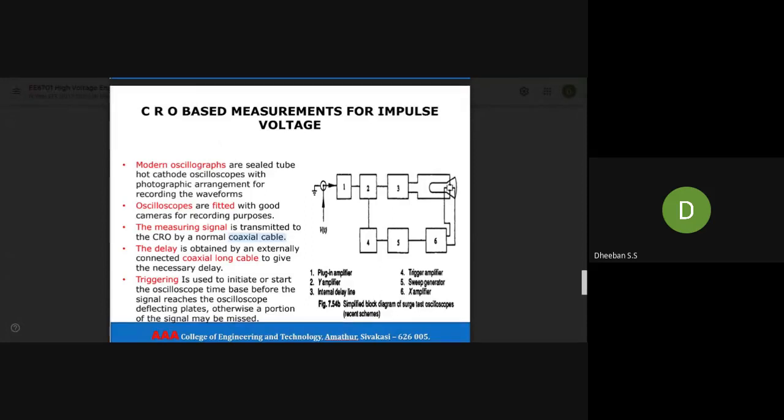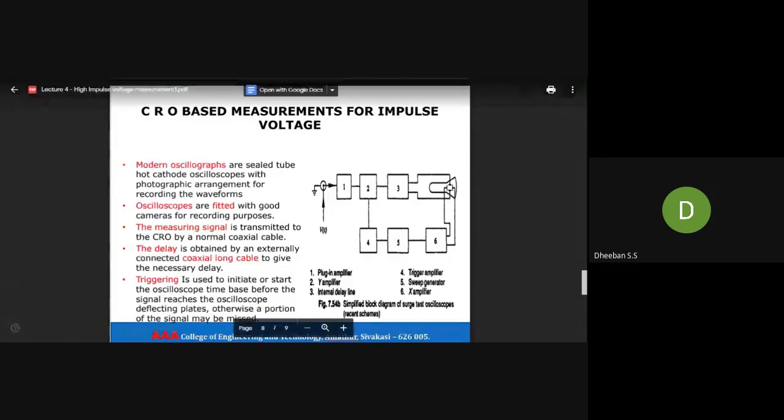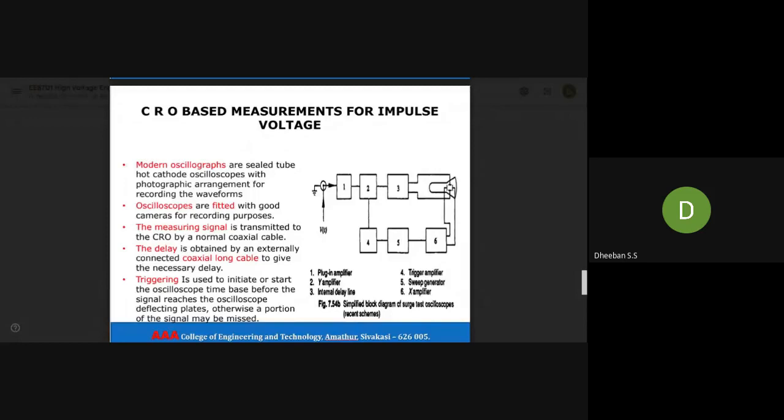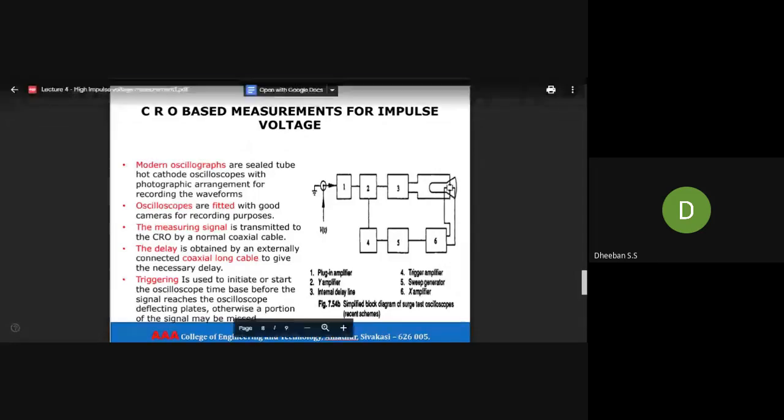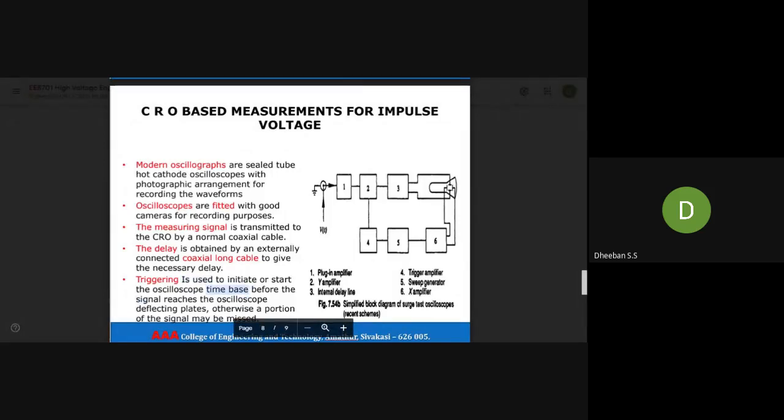Okay. So you see coaxial cable in the TNT subject. So using a normal coaxial cable, a very high voltage will be passed through the CRO tube. The delay is obtained by an external connector, a partial long cable, to give the necessary delay. Also, the delay can be generated through this third box. The triggering is used to initiate or start the oscilloscope time base. So this is what is used in your CRO, which we are using for the measurement.